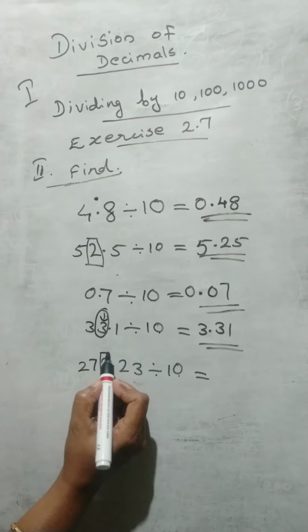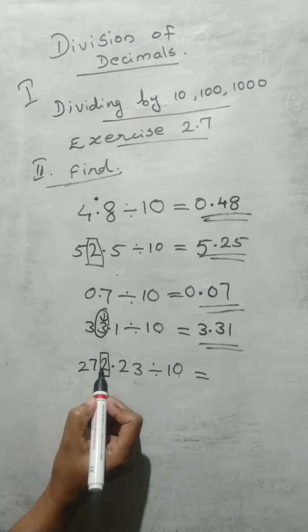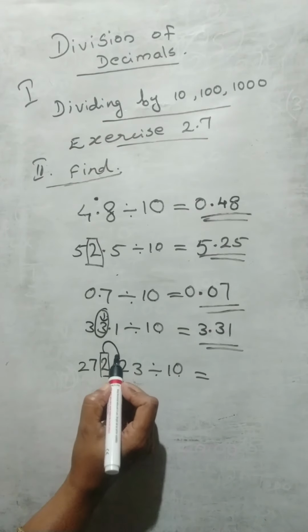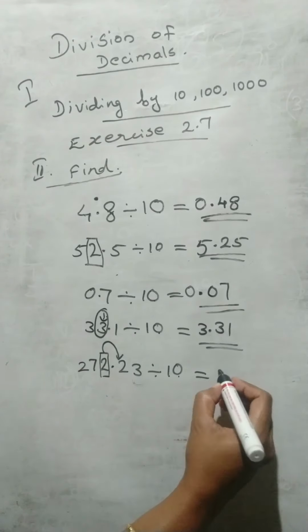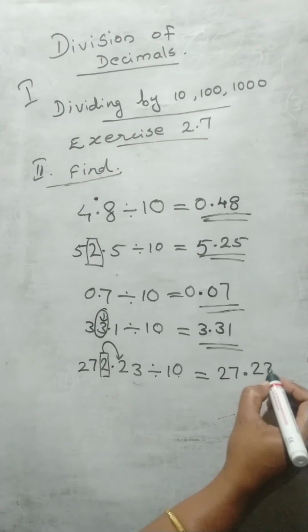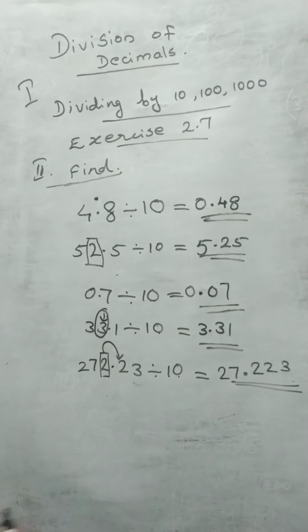So we have to count one digit before this decimal point. Then we have to write it after this decimal point. So 27.223.